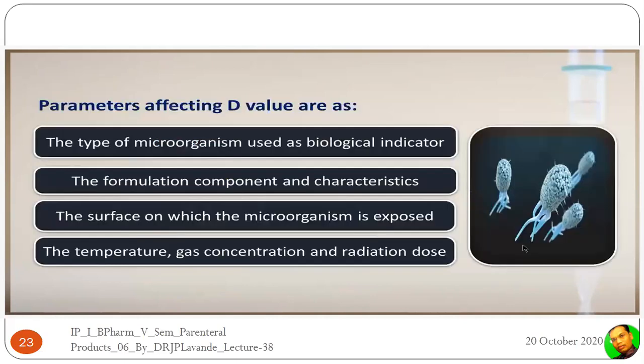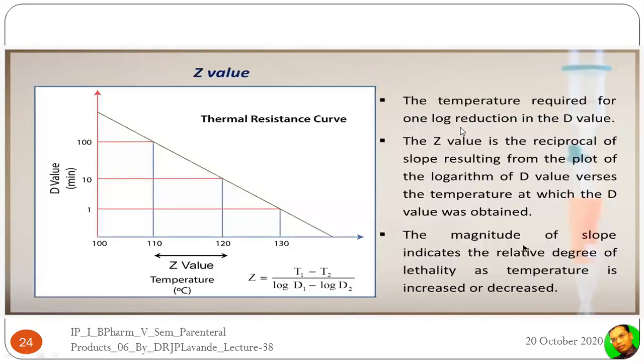Now there are different parameters which will affect the D value, and these are the type of microorganism that is used as a biological indicator, the formulation component and the characteristic, the surface on which the microorganism is exposed, and the temperature or the gas concentration or the radiation dose. So all these are the parameters that will affect the D value. Now this is the Z value. You can see how the Z value will be calculated.